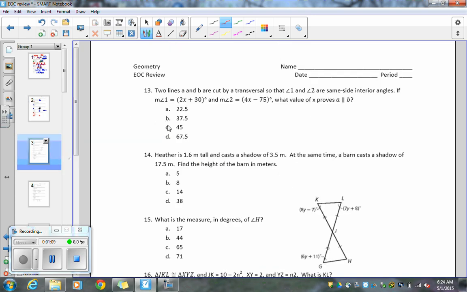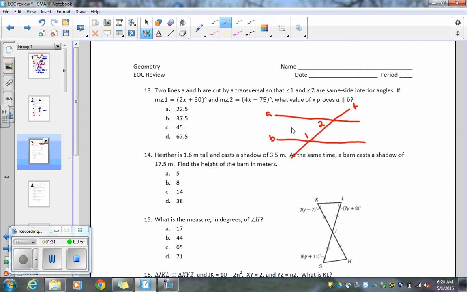If two lines A and B are cut by a transversal, let's go ahead and draw a picture of this. There's my two lines and my transversal. I'll say this is line A, this is line B. Here's a transversal. It says 1 and 2 are same side interior. We'll just put 1 here and 2 here. They're same side, they're on the inside.